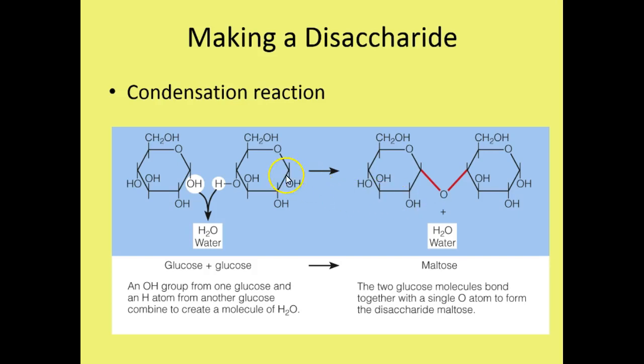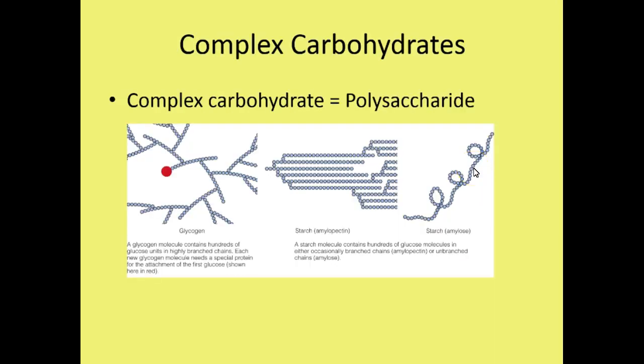Okay, so we take two individual monosaccharides and link them together to make one disaccharide. And this commonly happens in plants as plants are making disaccharides and they're making polysaccharides to store energy. Okay? All right, now let's move on and take a look at our complex carbohydrates.